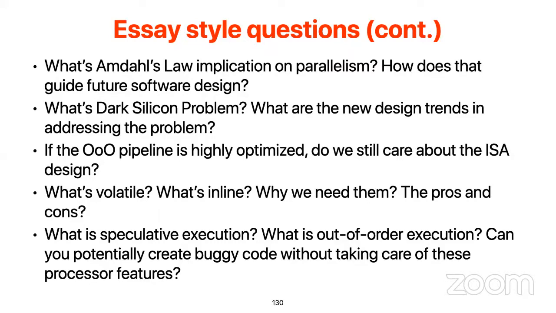And we also talked about speculative execution. We also talked about out-of-order execution. But as a programmer, if you don't know the fact that we have these two things playing in your processor, can you potentially create buggy code? So these are the questions that I am encouraging you guys to think about before you take the final.